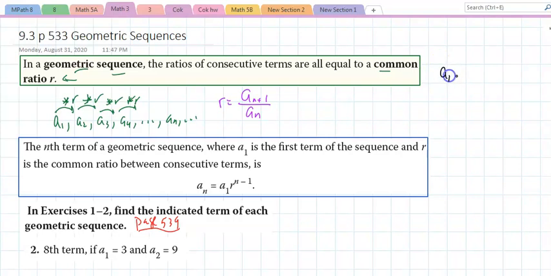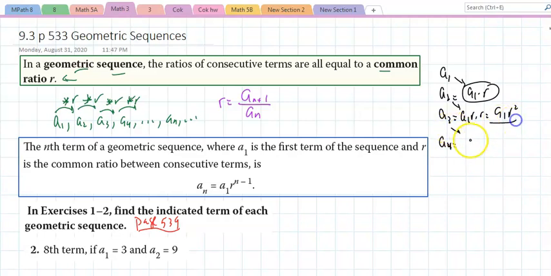So, A1 is given, that's the first term on the list. A2, to get A2 you take A1 and you multiply it by R. To get A3, you take the previous term, and you multiply it by R. To get A sub 4, you take the previous term, which is A1R squared, and you multiply it by R, that's A sub 1 R cubed.